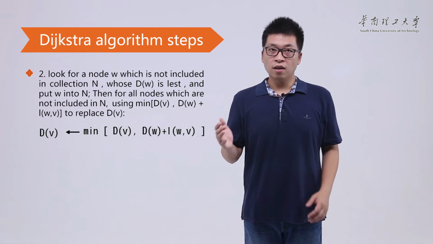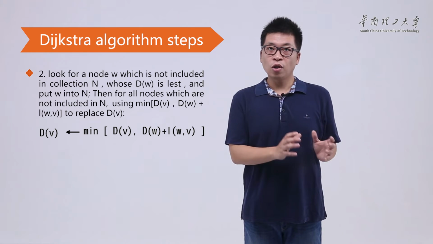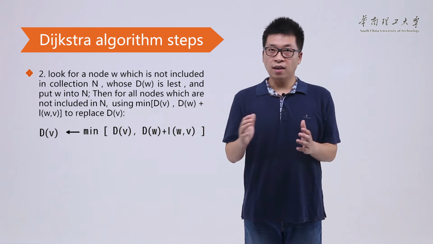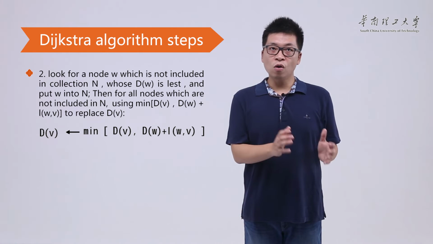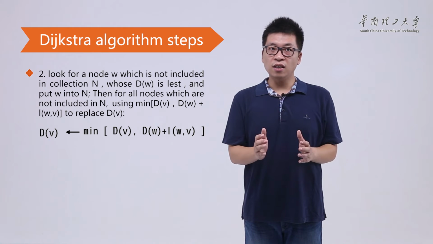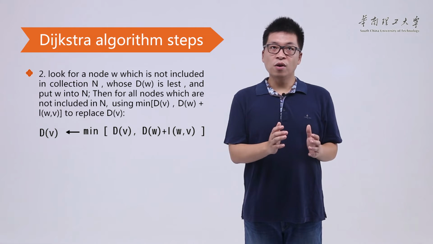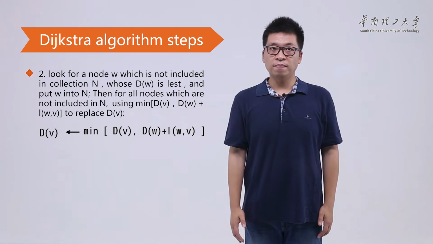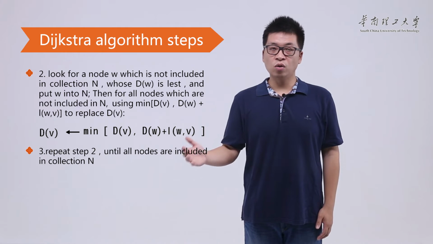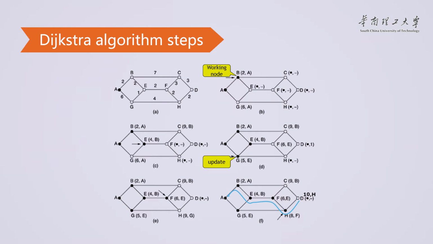Step 2 is to look for a node W which is not included in collection N, whose dW is the least, and put W in N. Then, for all nodes which are not included in N, use the minimum of dV and dW plus L(V,W) to replace dV. We repeat step 2 until all nodes are included in collection N. Then this algorithm terminates.